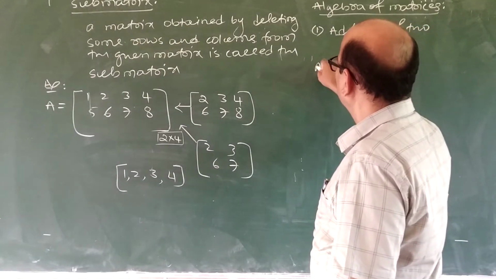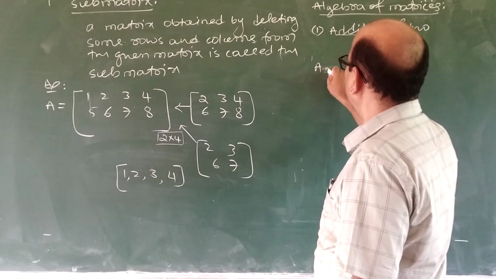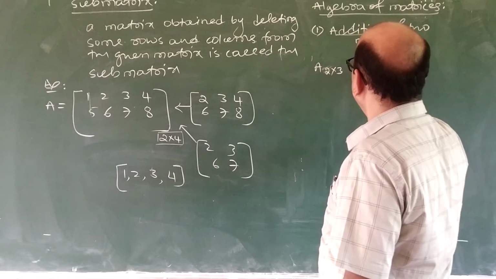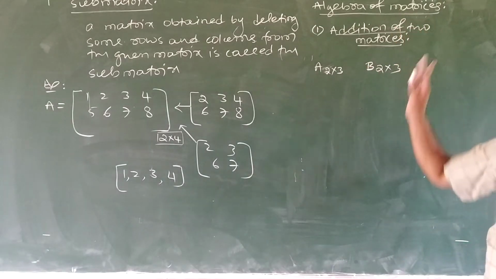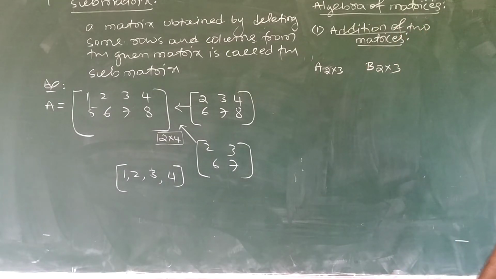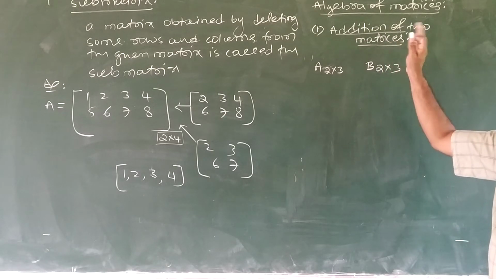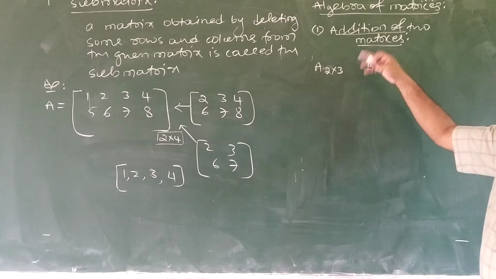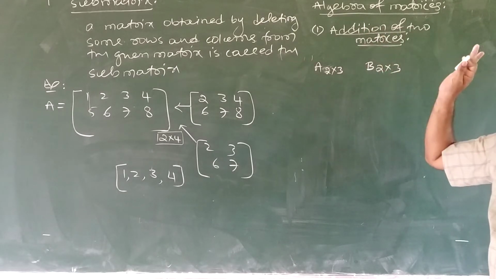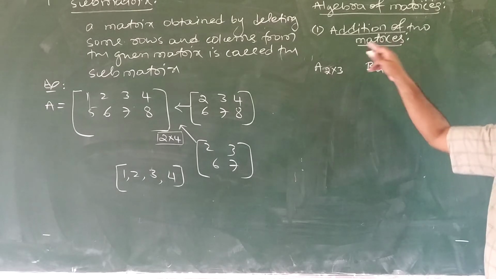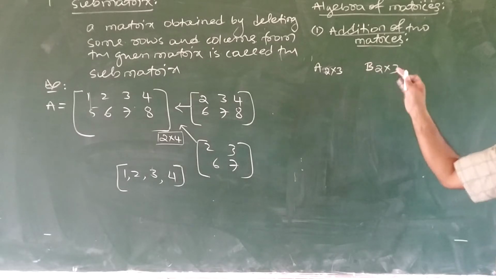And how do you add two matrices? Suppose A is of order 2 by 3. B is also of order 2 by 3. Then only we can add A and B. Subtraction is similar. So, how is matrix addition defined? Suppose A and B are two matrices of the same order. Then A plus B is a matrix obtained by adding the corresponding elements of A and B.